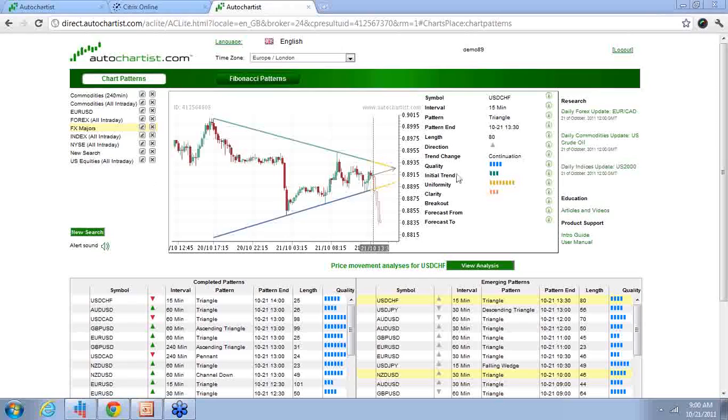So that's just my personal preference. Can I use the pattern on news? Well, sure. I mean, as a technician, I believe the technicals precede the fundamentals.